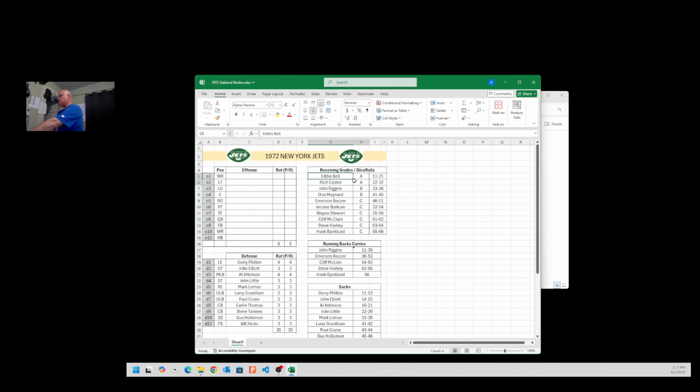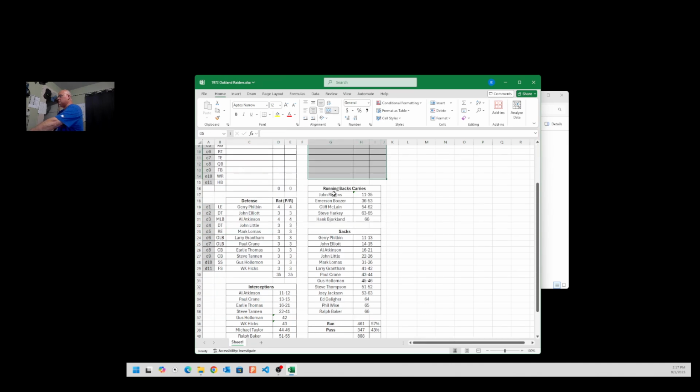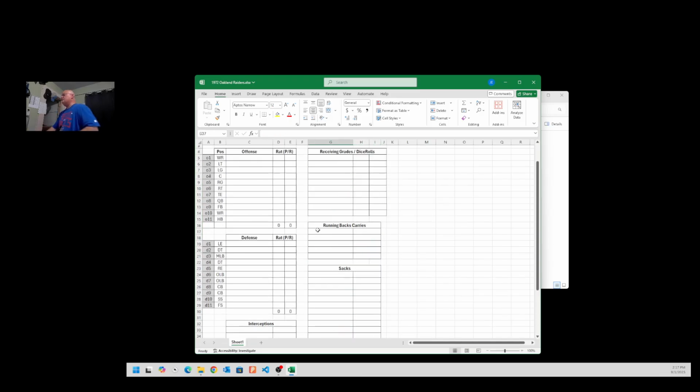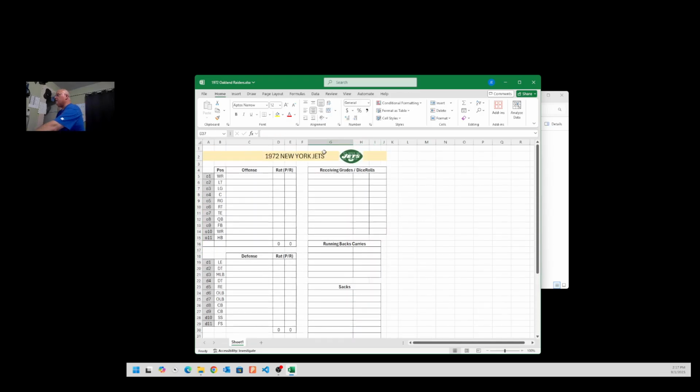So I have my sheet. We're going to delete all of this. All right, I'm going to delete this. All right, so this is a blank one. Let's get rid of my logos. Let's go Oakland Raiders.